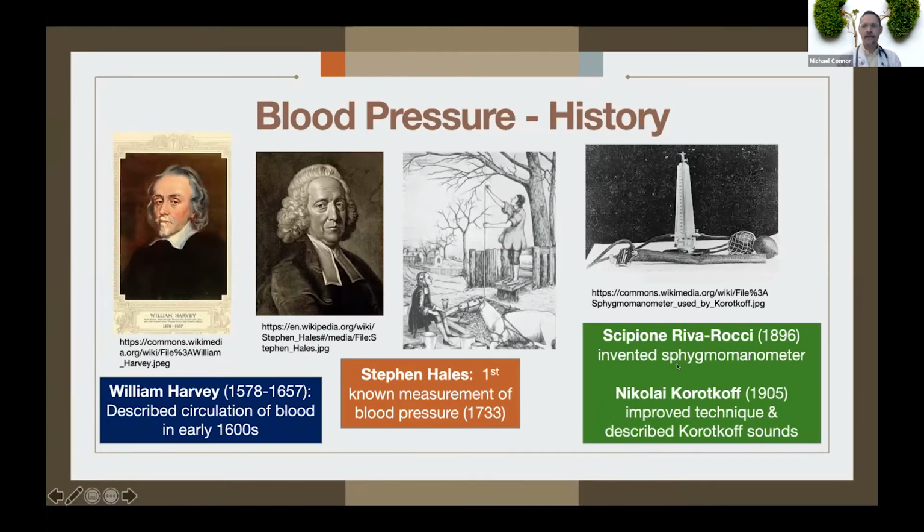Then in the late 1800s, the sphygmomanometer was invented, and Nikolai Korotkov also improved the technique and described the various Korotkov sounds and systolic and diastolic pressure.